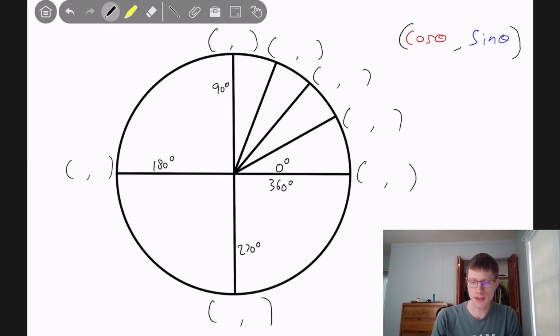Okay, and then we have these 3 angles here in the first quadrant. Let's label those. So that would be 30 degrees, that would be 45 degrees, and that would be 60 degrees. And then label all of those angles with their radian equivalents.